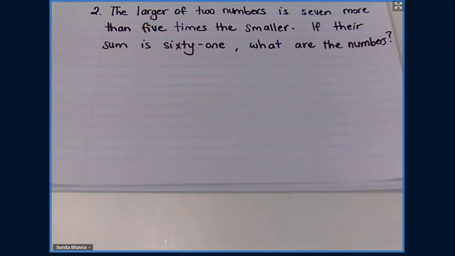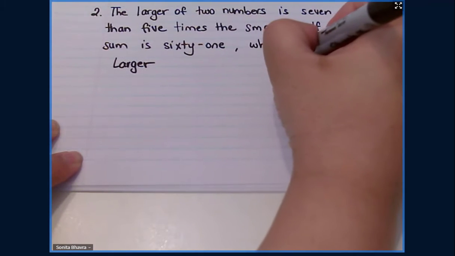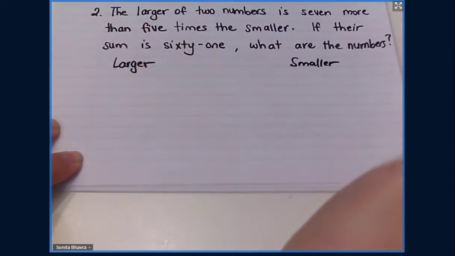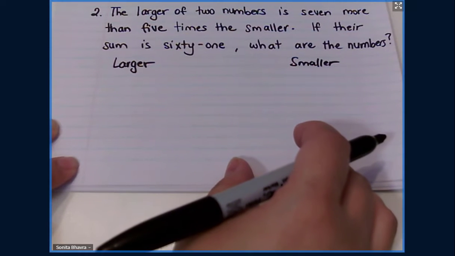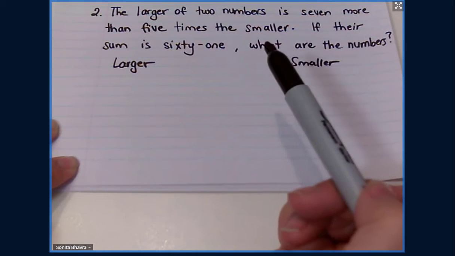Our second example is: the larger of two numbers is 7 more than 5 times the smaller. If their sum is 61, what are the numbers? So with a question like this, when there's a larger number and a smaller number, we have to set it up. We'll call them larger and smaller number. So the larger number is 7 more than 5 times the smaller.